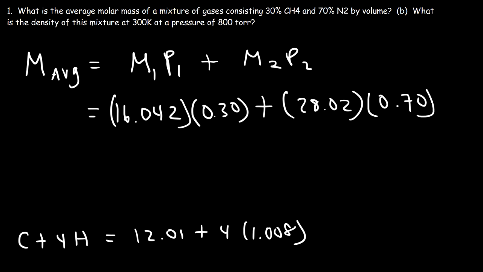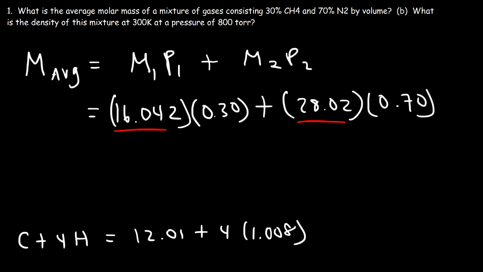So the average molar mass should be somewhere between the molar mass of methane and nitrogen gas. Now here's a question for you. Do you think the average molar mass is going to be closer to the molar mass of methane, which is about 16, or the molar mass of N2, which is about 28? Now notice that the quantity of N2 is much greater than the quantity of methane. So therefore the average molar mass should be closer to 28 rather than 16.